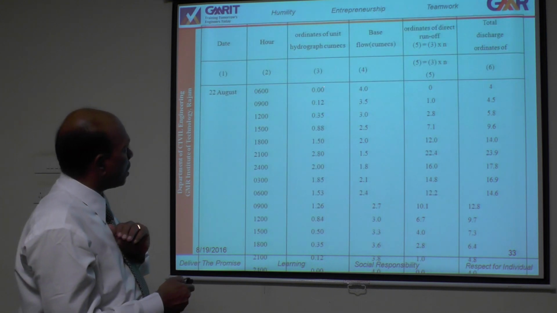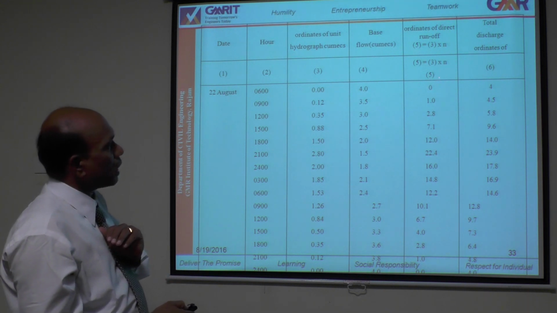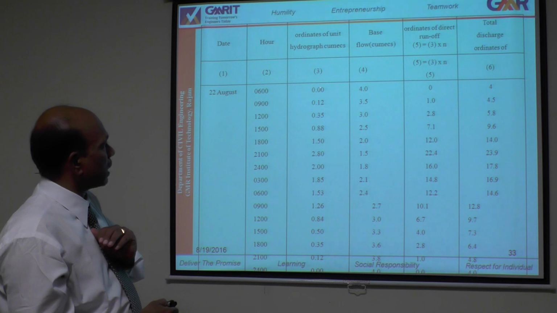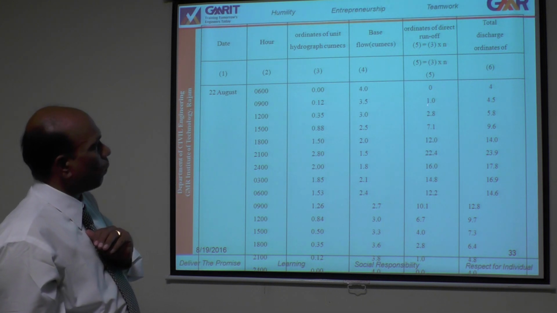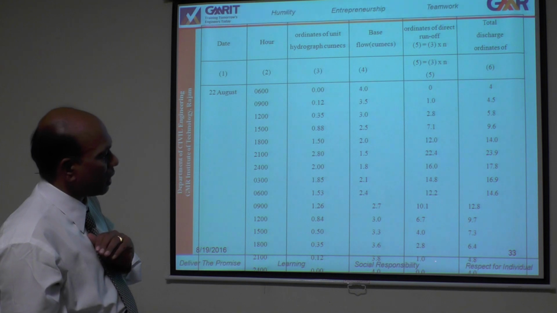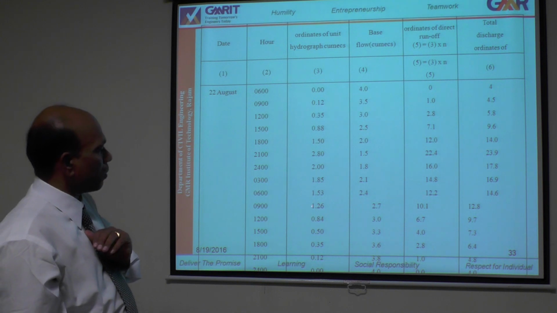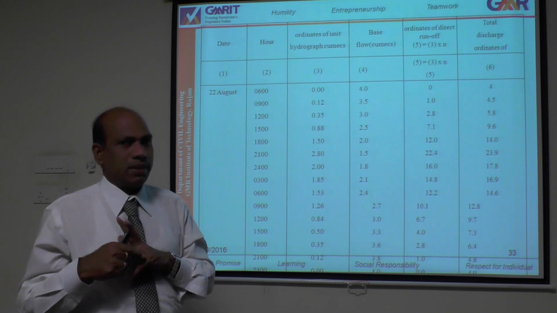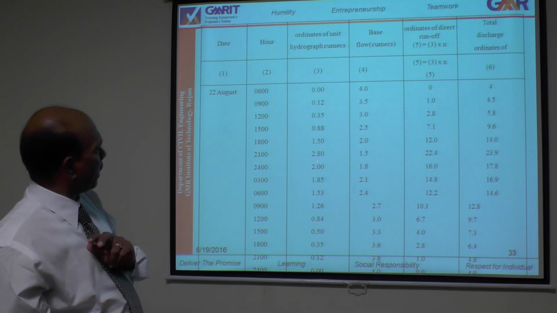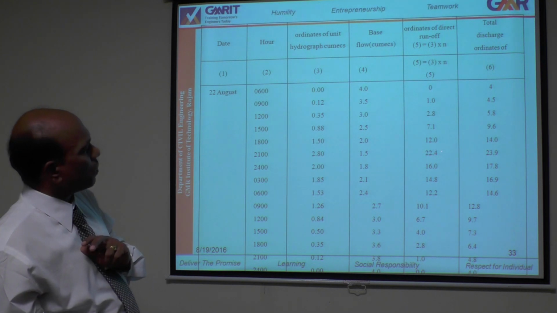Here, ordinate 0.00 into 8, we have 0. Ordinate of direct runoff is equal to 0 in the first case, and in the second case 0.12 into 8, then 0.35 into 8, 2.5. Like that, here we have the direct runoff ordinates. These are the direct runoff ordinates calculated by using the unit hydrograph ordinates for 8 centimeter rainfall excess. Here the unit hydrograph peak discharge is 2.8 and the corresponding direct runoff is equal to 22.4.